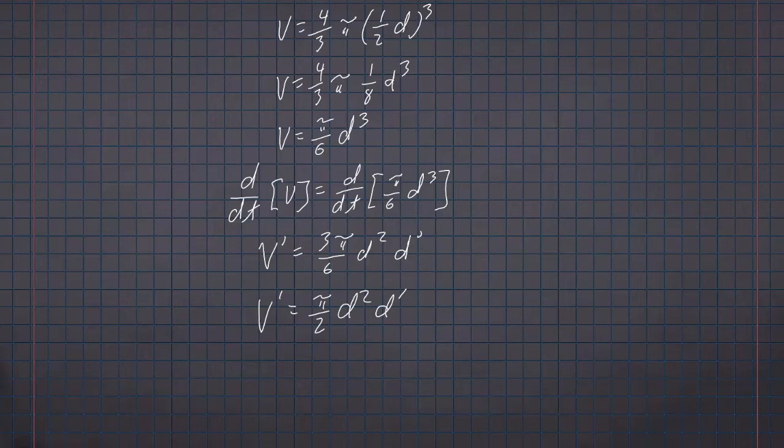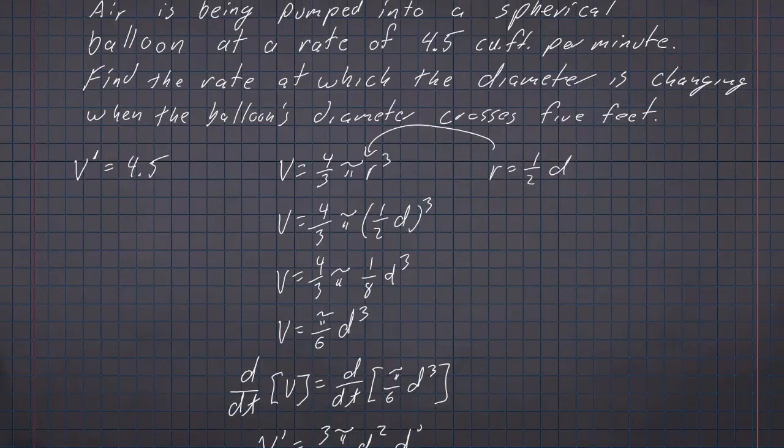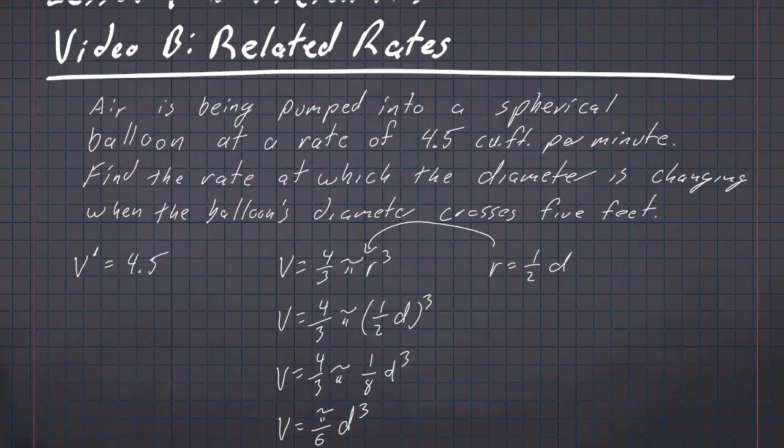Now we get to use our knowns. Now we have derived a formula that relates the thing we care about, d prime, to some stuff that we know how to figure out. We're given v prime, we're given d. Scrolling back up in the problem, I wrote down that v prime was 4.5. I didn't write it down before, but we do also have that d is 5 feet, which is important.